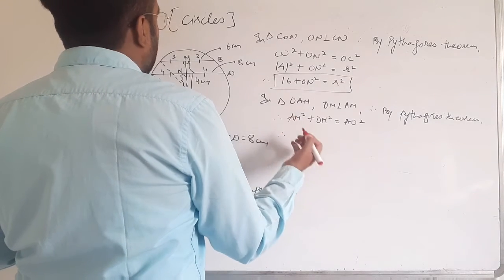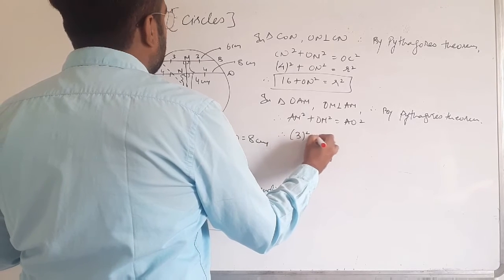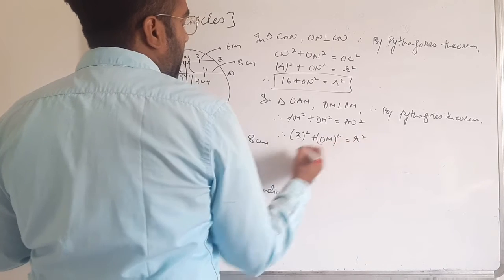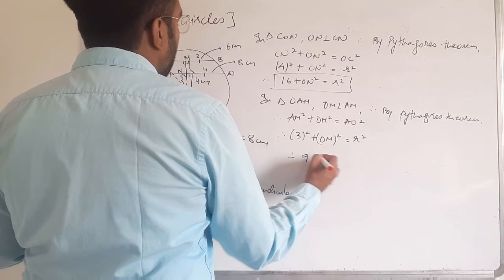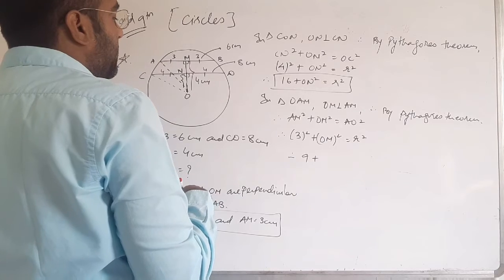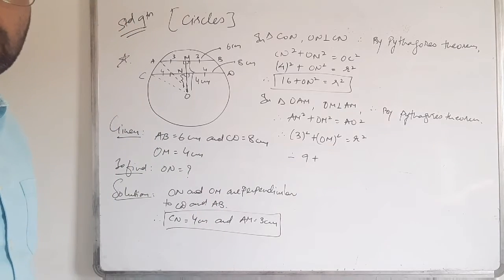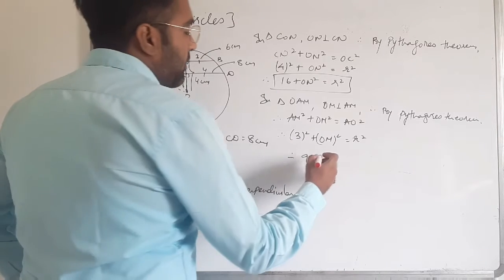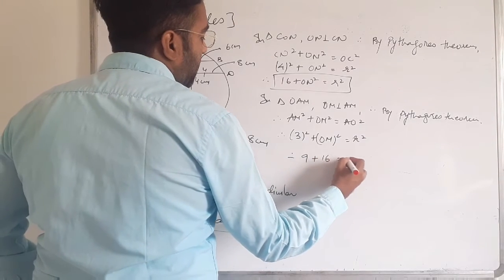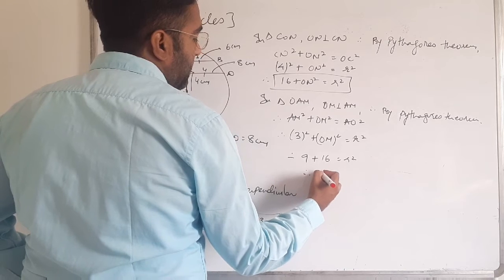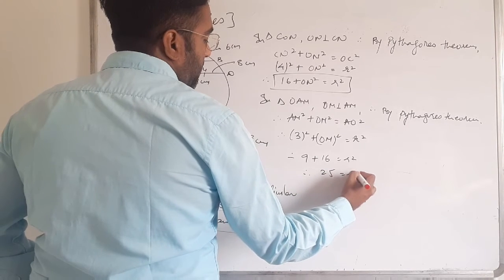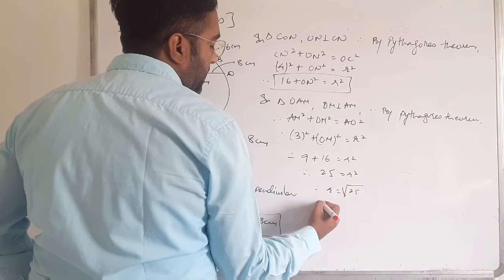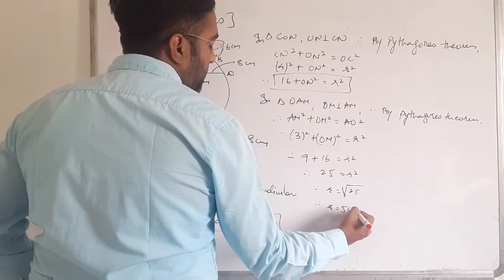So therefore AM, that is 3 square, plus OM square is equal to OA, the radius, R square. So 9 plus OM, which is given as 4 centimeter from the center of the circle. OM is given as 4 centimeter, so 4 square, that is 16, equals R square. So 9 plus 16, that is 25, equals R square. Therefore the radius of the circle is equal to square root of 25, that is 5 centimeter.